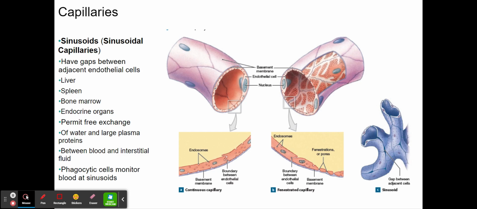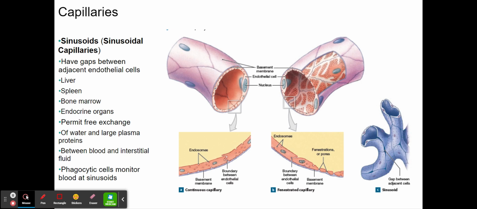Sinusoids, also called sinusoidal capillaries, resemble fenestrated capillaries that are flattened and irregularly shaped. In addition to being fenestrated, sinusoids commonly have gaps between adjacent endothelial cells, and the basement membrane is either thinner or absent. As a result, sinusoids permit the free exchange of water and solutes as well as plasma proteins between blood and interstitial fluid.